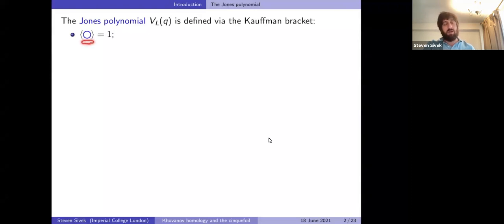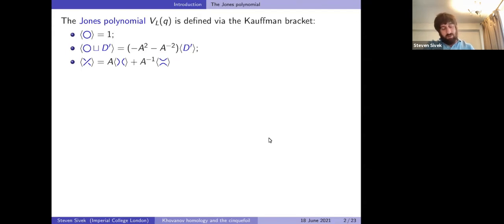If it's just a single unknotted circle, you say that's 1. If you have an unknotted circle that's disjoint from and unlinked from some other diagram, then you can remove that circle and pick up a factor of minus a squared minus a to the negative 2. And then there's a skein relation: locally, if your diagram has a crossing that looks like this, you can break it up into a sum of Kaufman brackets of the two resolutions at that crossing that give you something crossingless. So there's a times this vertical resolution plus a to the minus 1 times this horizontal resolution.